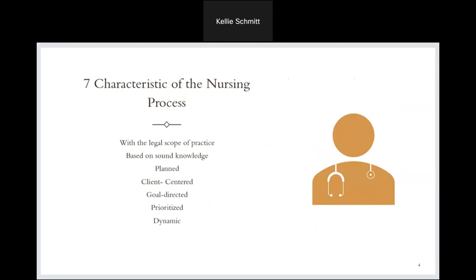We need goal-directed care. Achieving individualized goals will achieve desired patient outcomes. Goals are created through the collaborative efforts of not only the patient, but the nurses and other members of the healthcare team.